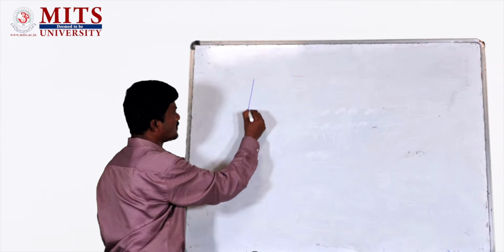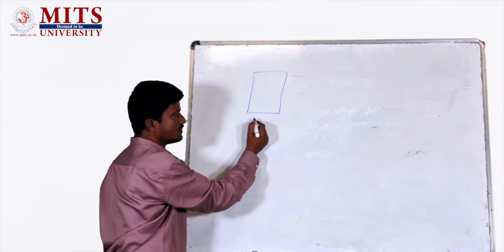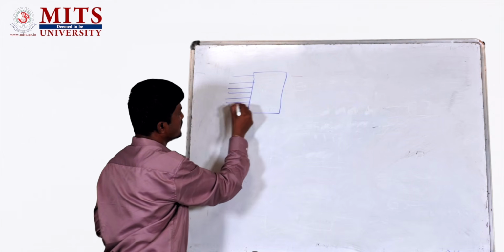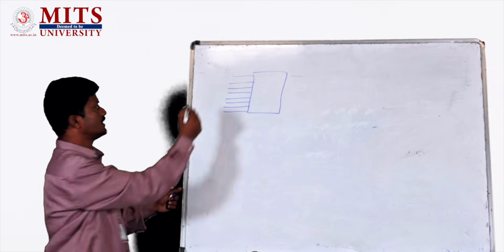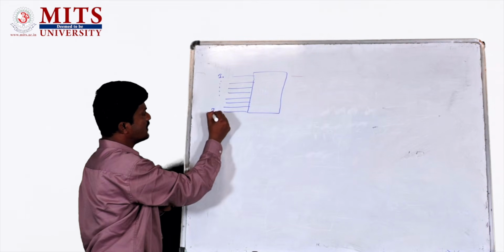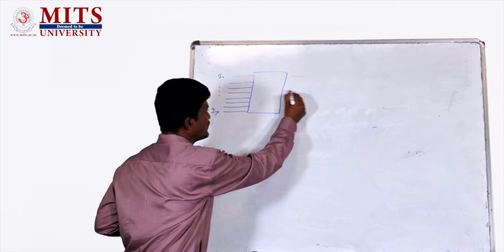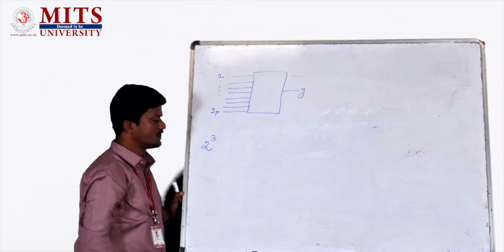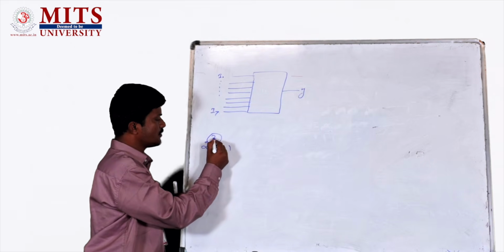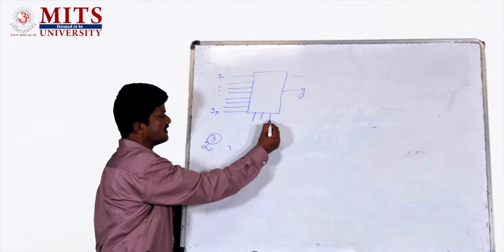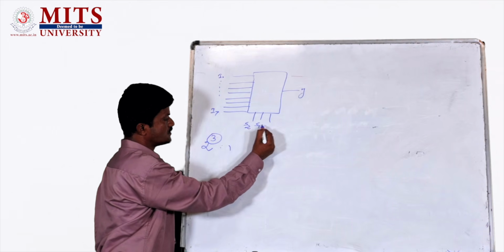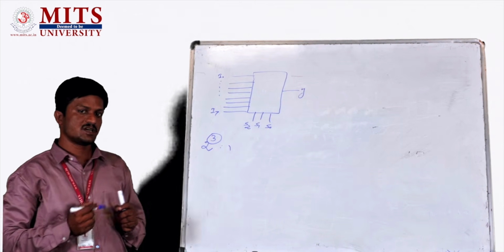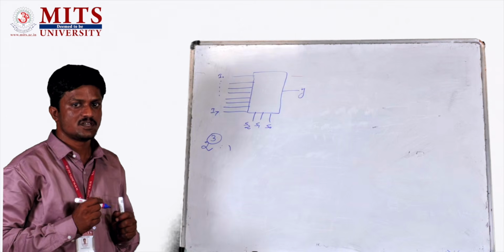The first one is a block diagram of 8 is to 1 mux. So 8 data inputs named I0 to I7, and then one output named Y. Then 2 power 8 will be written as 2 power 3 and 1. So here it is very clear, the number of selection lines is 3: S2, S1, S0. This is LSB and this will be MSB. So LSB stands for least significant bit, and MSB stands for most significant bit.